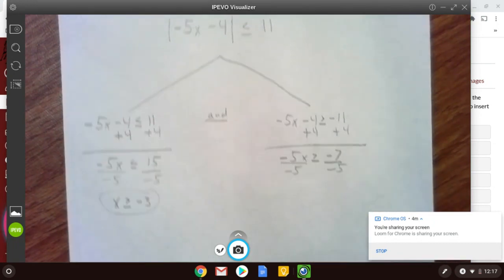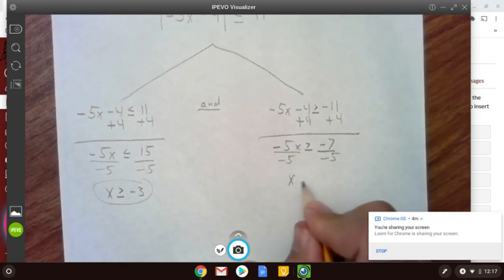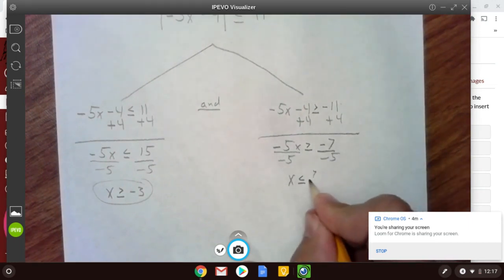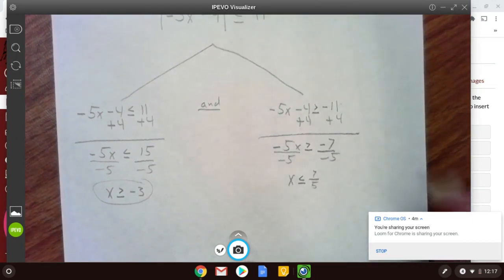Okay, the -5s can cancel with each other. We'll flip the sign, and a negative and a negative is going to make a positive 7/5. Or if you want to make it a decimal, it'd be 1.4.